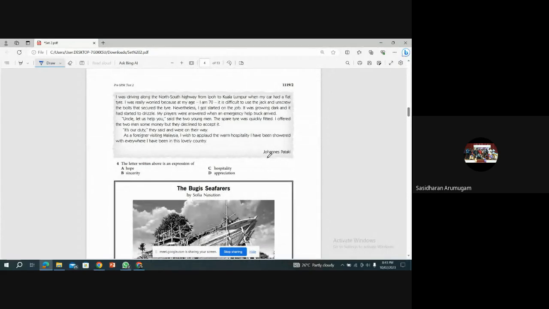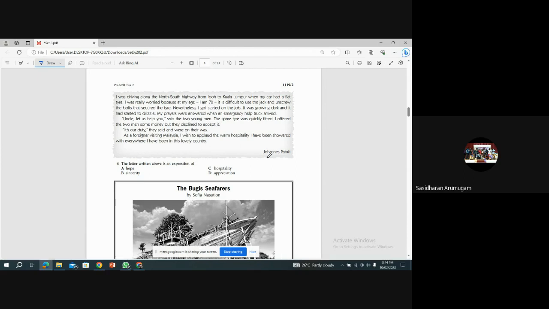So I was driving along the north-south highway from Ipoh to Kuala Lumpur when my car had a flat tire. So I was really worried because at my age, I am 70. It is difficult to use the jack and unscrew the bolts and secure the tires. So nevertheless, I got started on the job. It was growing dark and it had started to drizzle. My prayers were answered when an emergency help truck arrived.